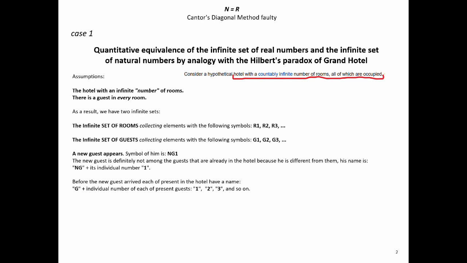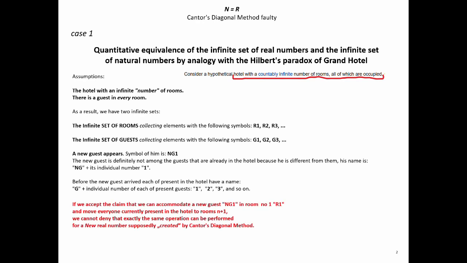A new guest appears. Symbol of him is NG1. The new guest is definitely not among the guests that are already in the hotel because he is different from them. His name is NG plus its individual number 1. Before the new guest arrived, each of the guests present in the hotel had the name G plus individual number of each of the present guests, 1, 2, 3, and so on.